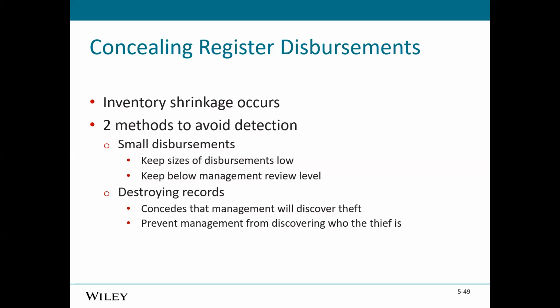Two methods to avoid detection: small disbursements. So doing small amounts of void. So instead of doing our hugest sale of the day, we're just going to do like a $20 void or a $20 return. So having low disbursement levels. Also below management review level. So let's say management only needs to approve returns or voids over $100. Well, I'm going to do a return under $100 so I don't have to get that management approval. They could also destroy records so that no one has any identification that that even happened.